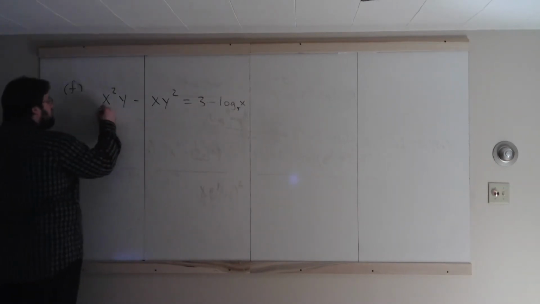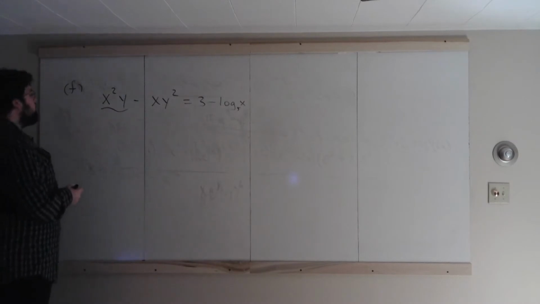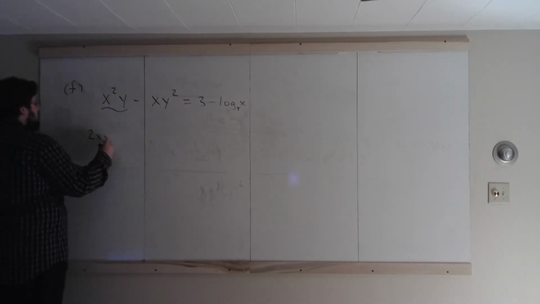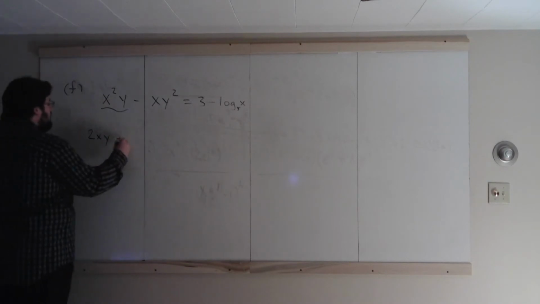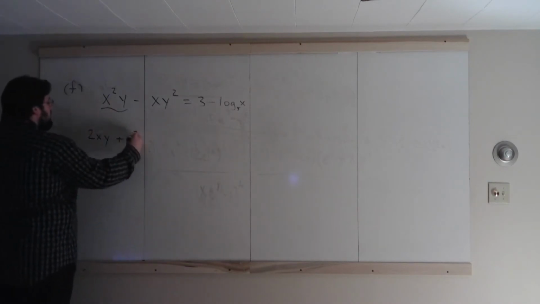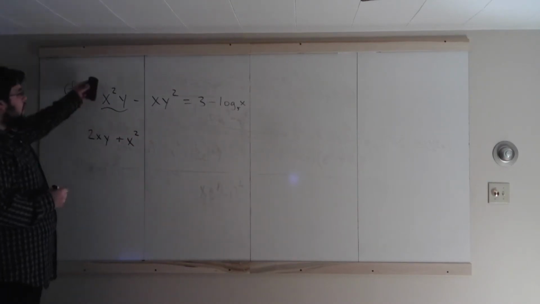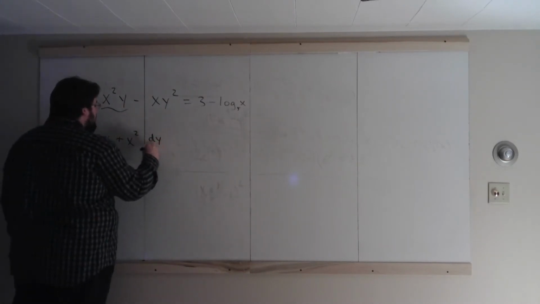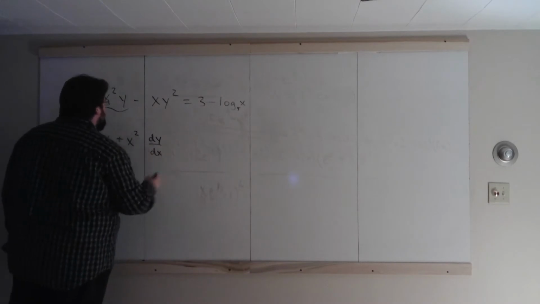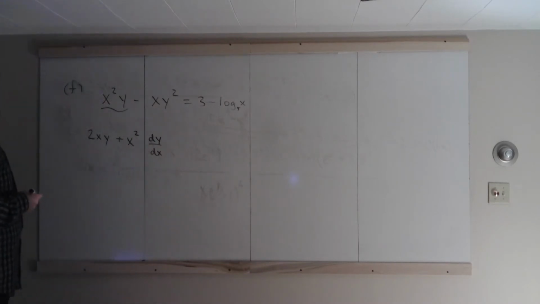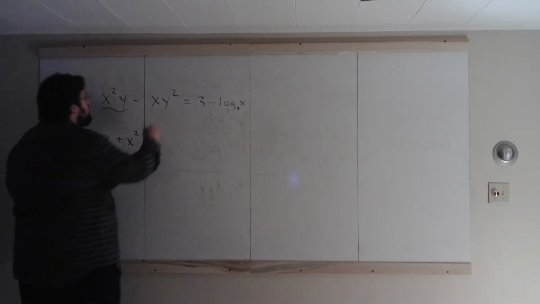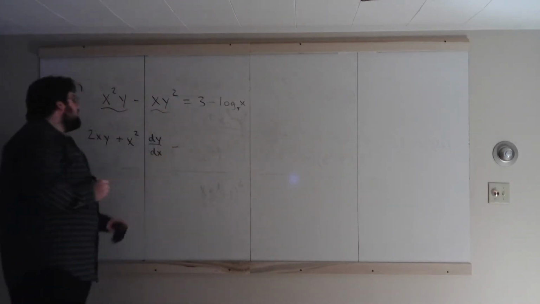But here, for x squared y, we have two things multiplied, so we use the product rule. Derivative of x squared is 2x, leave y alone, plus x squared. Derivative of y is 1, but it's a y, so we throw a dy dx on there by the chain rule. So there we have derivative of the first times the second plus the first times derivative of the second. Negative x squared y, don't forget the negative.